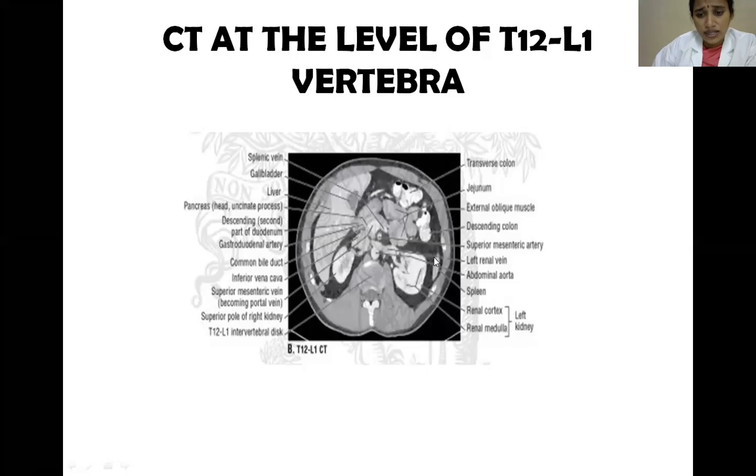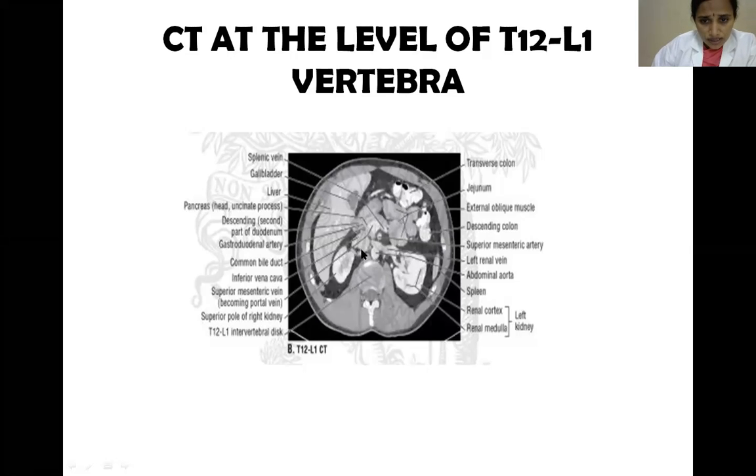Now, next, this is the area for the spleen. This is for the liver, right lobe of the liver. And this white one is the colon. This is the section of the transverse colon, descending colon.